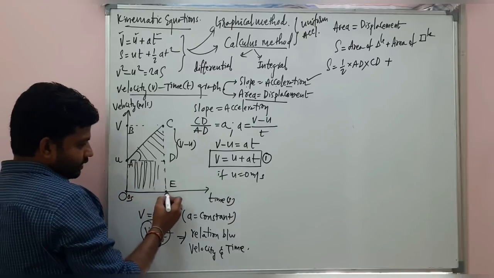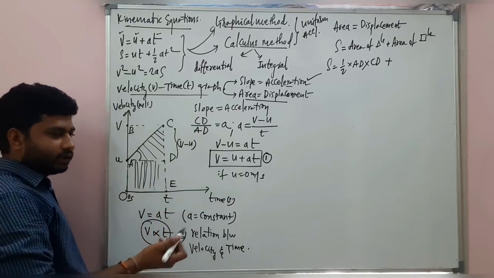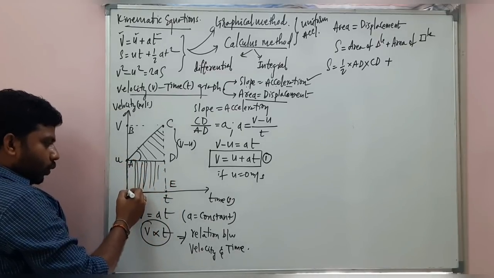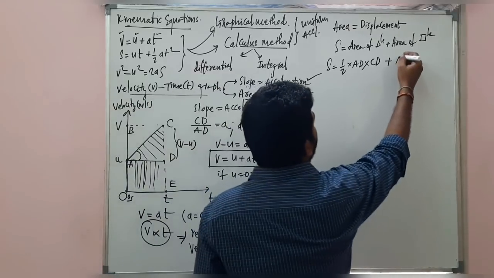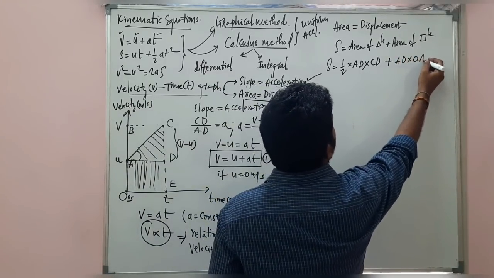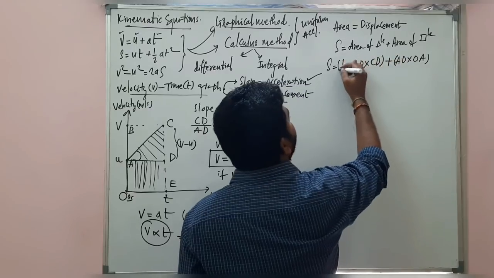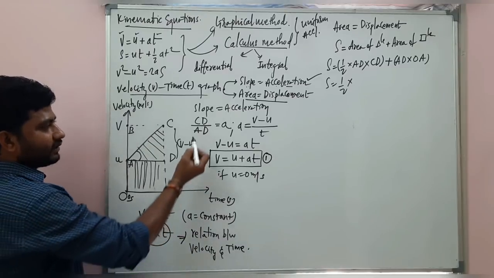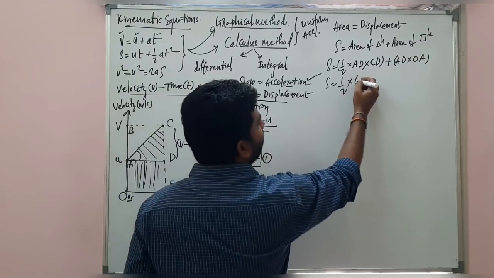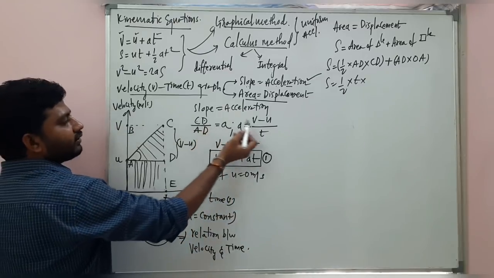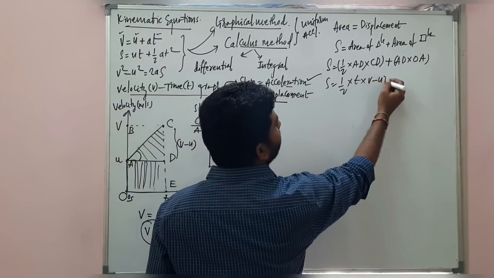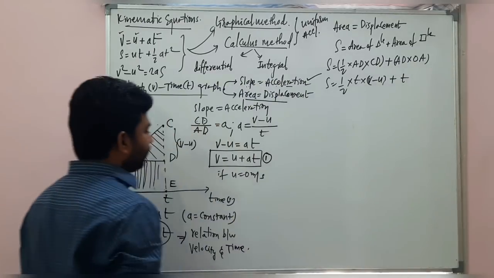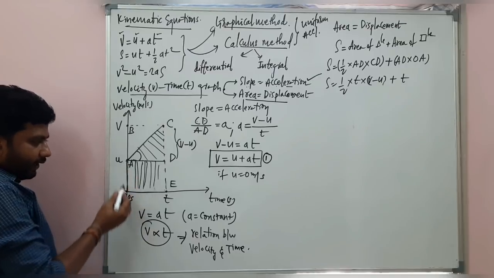It is breadth into height. This breadth I can also write as AD, so AD into OA. So this is the displacement. Let me write half into AD. Already we have discussed, AD is T, and CD is V minus U. Alright. Plus AD, it's T, into OA. What is OA? See here, what is OA?